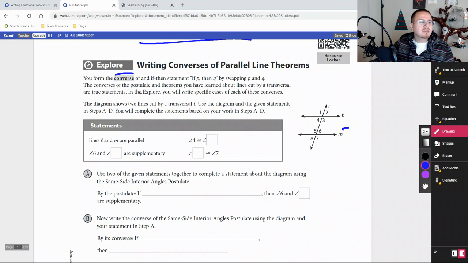The converses of the postulate and theorems you have learned about lines cut by a transversal are true statements. We talked about transversals, so if you're a little iffy, go back to 4.1, 4.2, and then come back.